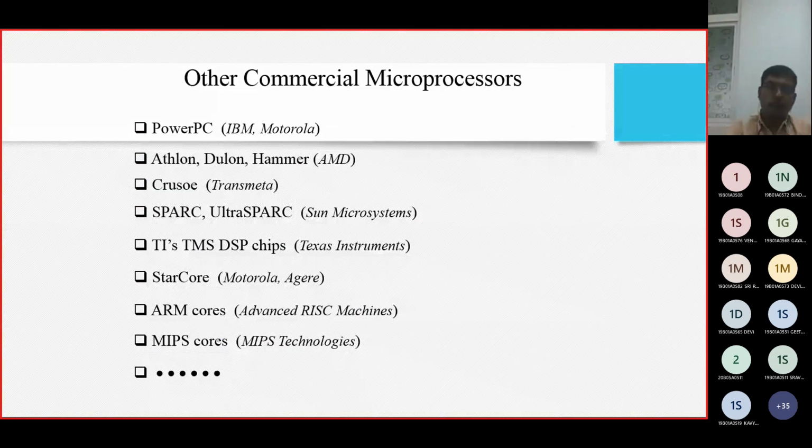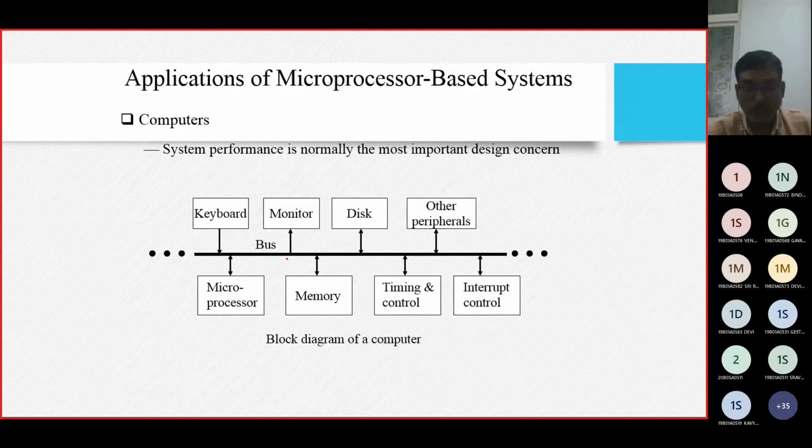The people who are developing the microprocessors are the Intel people, IBM, Motorola, Sun Microsystems, which developed Java, and Texas Instruments. These are some of the market leaders which you have heard of, even the AMD processors. All these are the commercial vendors who have developed the microprocessors. So this is the way the microprocessors are developed.